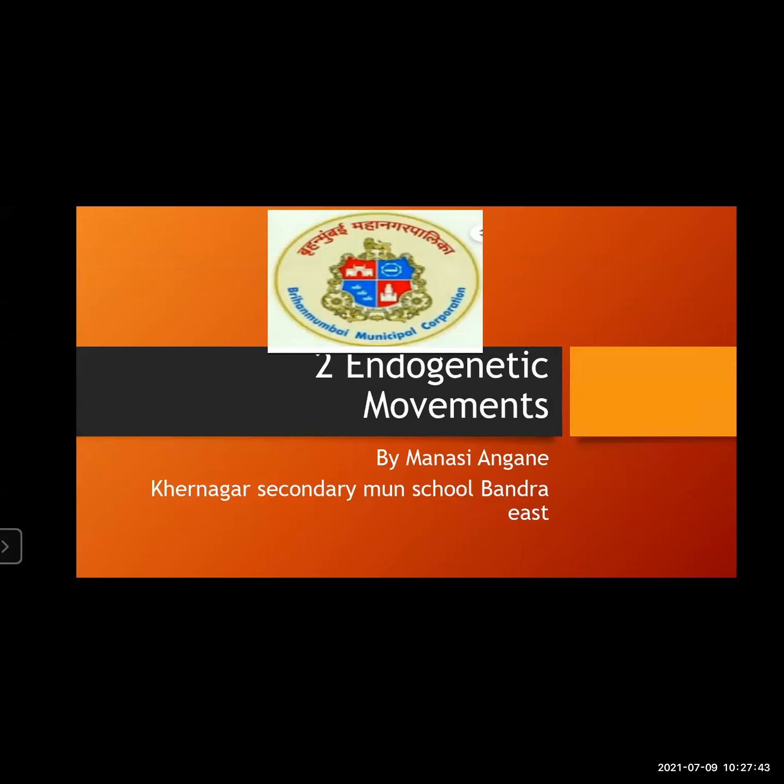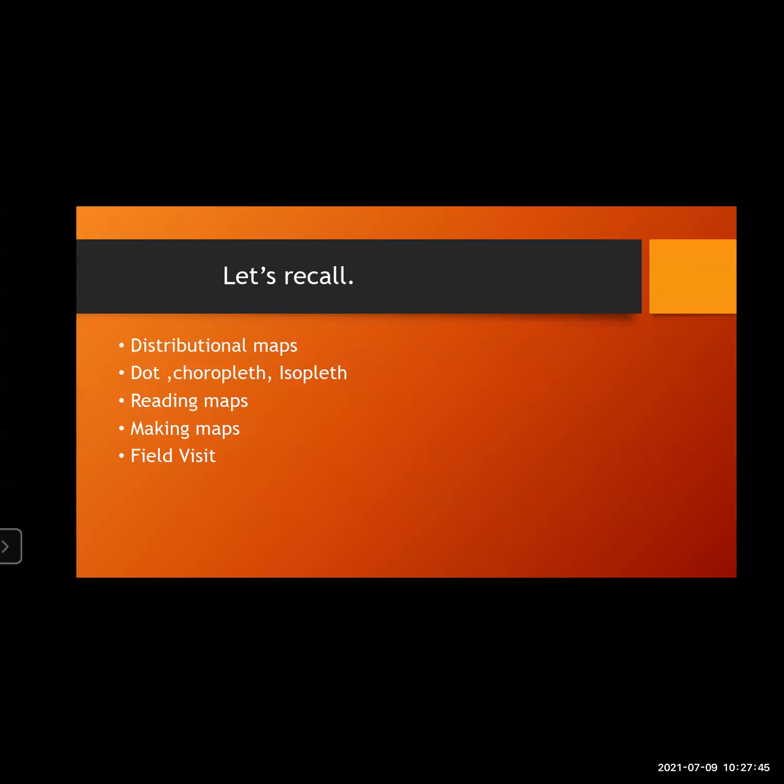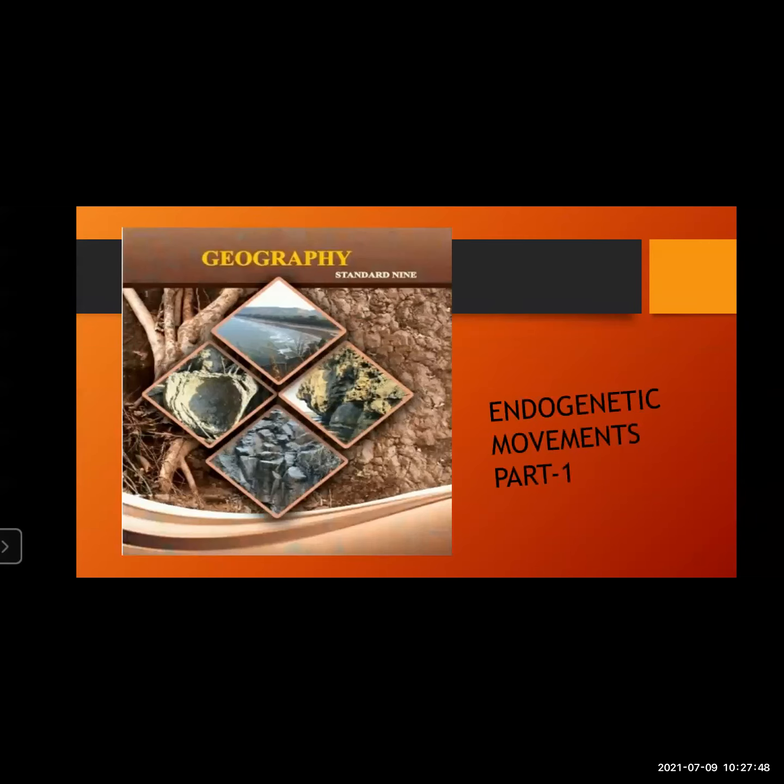Tomorrow we'll start with sudden movement. We have started with a recall, there is no need to go for it again. Now, endogenetic movement, once again I'll make you revise. Endogenetic movement means the movement which happens in the interior of the earth. Exogenetic movement means the movement which occurs because of the outer forces acting on the earth's crust. We are going to see this movement in two parts. So half the lesson we have covered, and half the lesson we are going to see tomorrow.